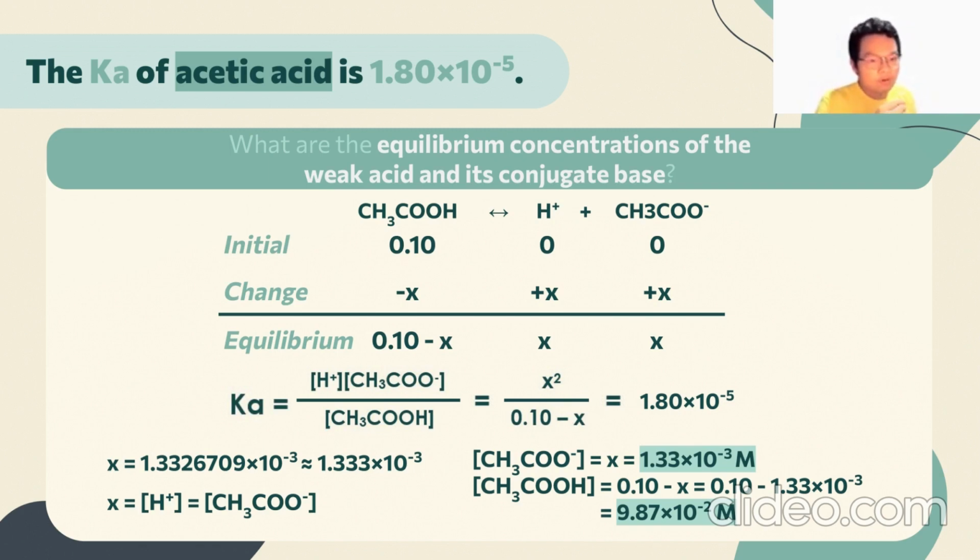However, for CH3COOH, the equilibrium concentration will be 0.1 minus X. So plugging the value in, we find that the concentration will be 9.87 times 10 to the negative 2 molar. However, this change is quite negligible. So for future solutions, we can just use the initial value for the weak acid in calculating. So it will be easier for us.